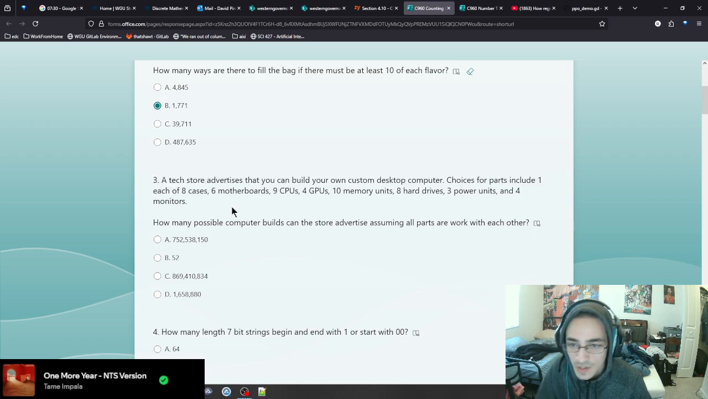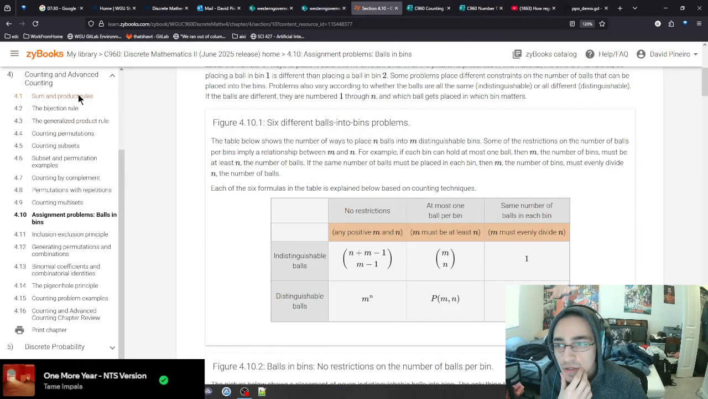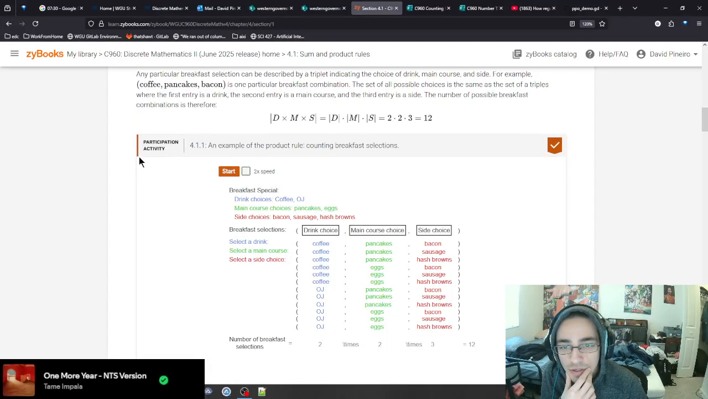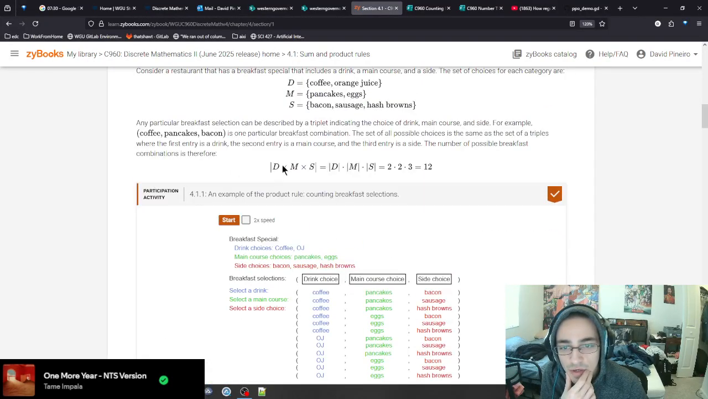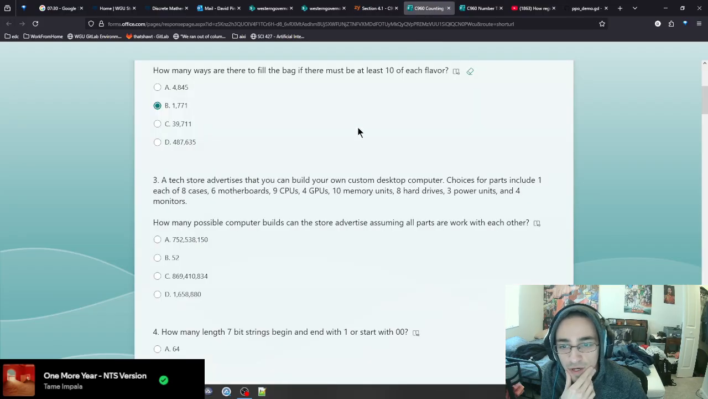All right. Okay. This one I'm pretty sure I know how to do. Just so you guys can see it, I think it's this one. Where you just have options and then you multiply how many things are in each option and then you get the amount that is possible.